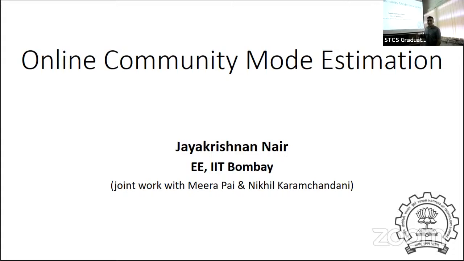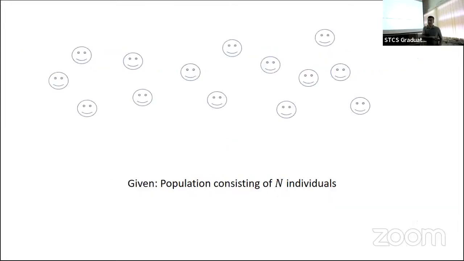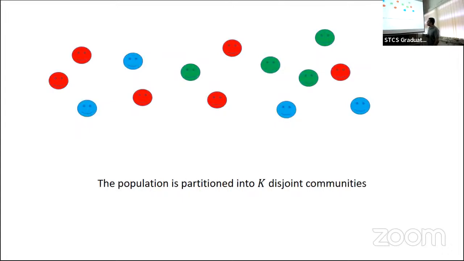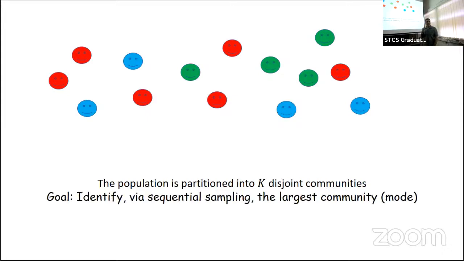Okay. So let me get straight to the formulation that we are trying to solve. The idea is as follows: you have a population consisting of 10 individuals. These individuals have been partitioned into k disjoint communities. For this illustration, there is a red community, a blue, and a green community. Right? 3 communities. The goal is very straightforward. Via sequential sampling of individuals in this population, the goal is to estimate the mode. Mode being the community with the largest number of individuals. So in this, you can see that there are more red individuals than there are green and blue. So red would be the mode of this.